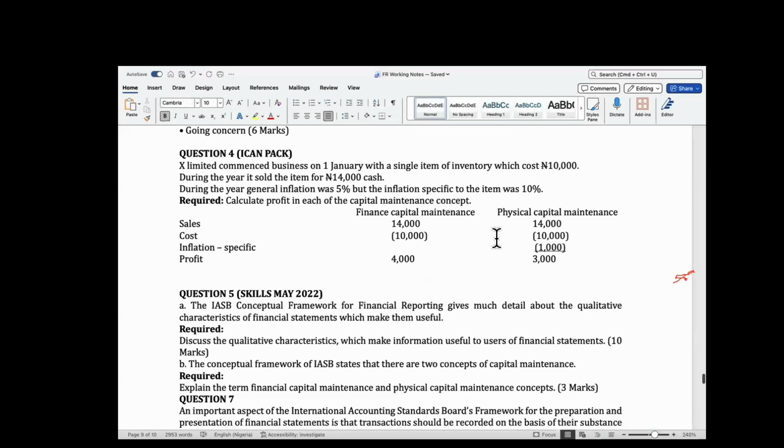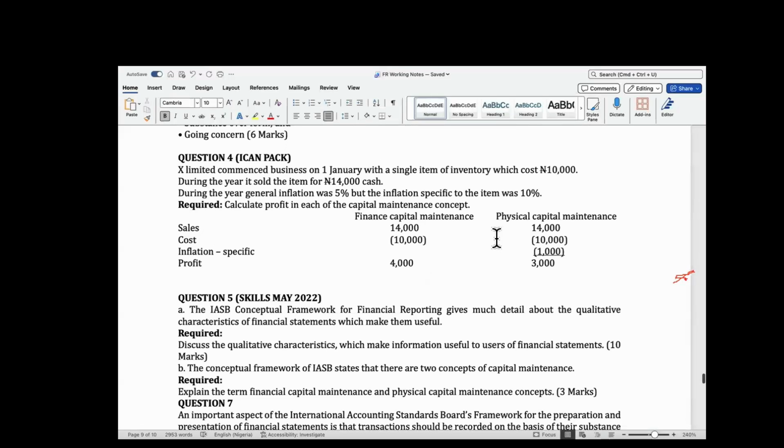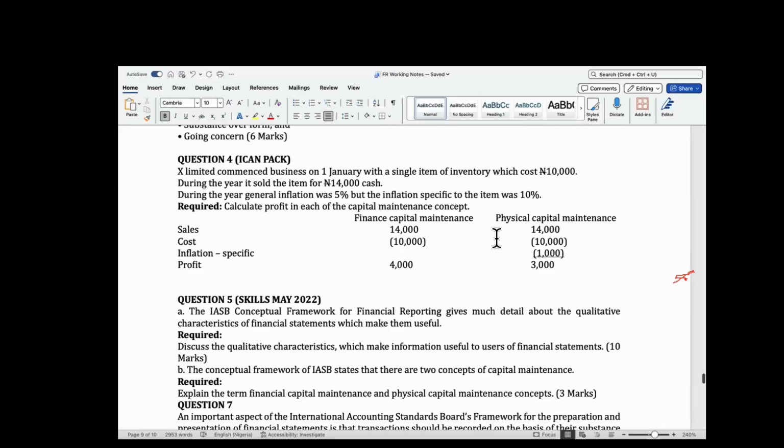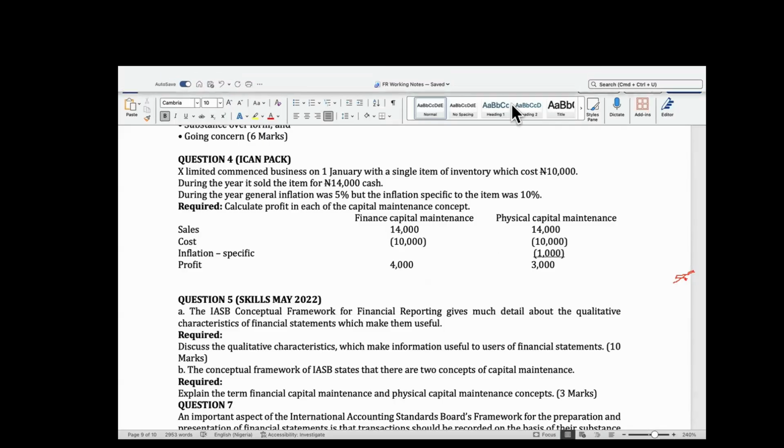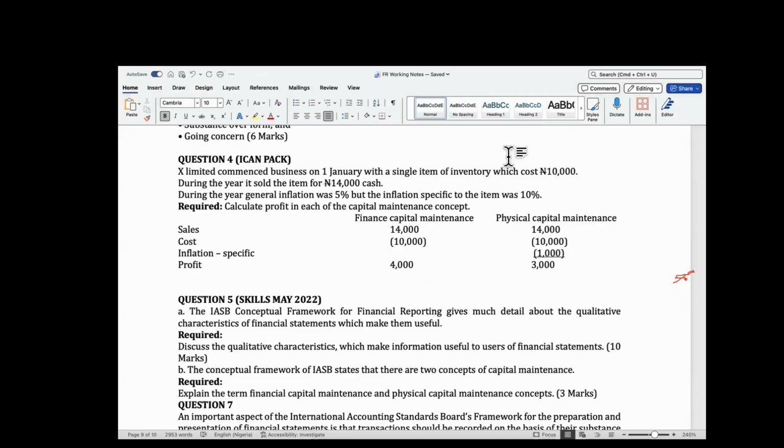X Limited commenced business on 1st January with a single item of inventory which cost 10,000 naira. During the year, it sold the item for 14,000 naira cash. During the year, general inflation was 5%, but the inflation specific to the item was 10%. Required: calculate the profit in each of the capital maintenance concepts.